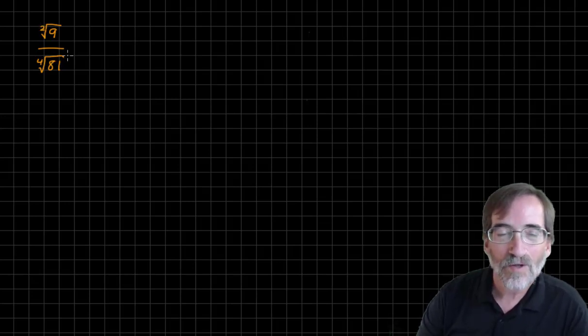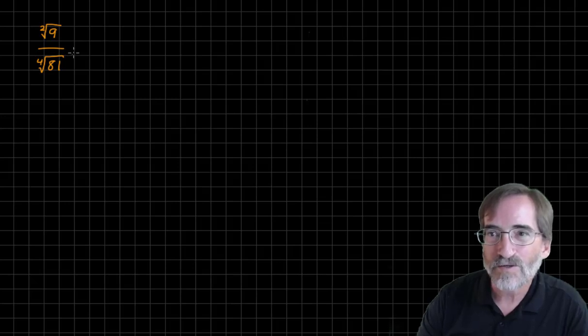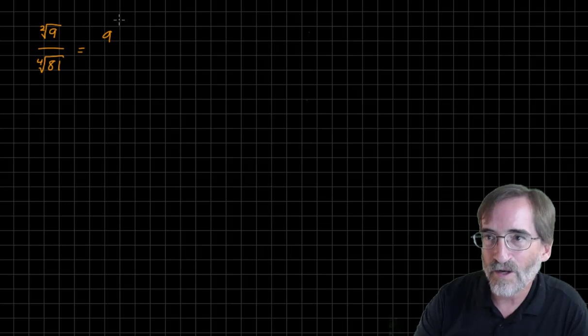And so I'm going to give you an alternative way to do this as well, but here's the way it's presented in the lesson. This is 9 to the 1/2 over 81 to the 1/4. And noticing that 81 is 9 squared, so this is 9 squared to the 1/4 under 9 to the 1/2.